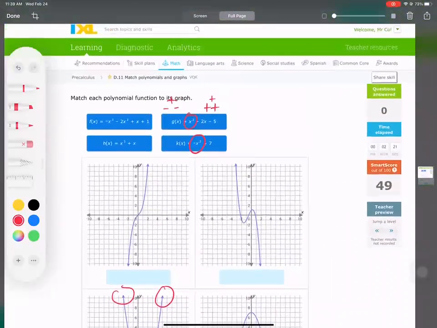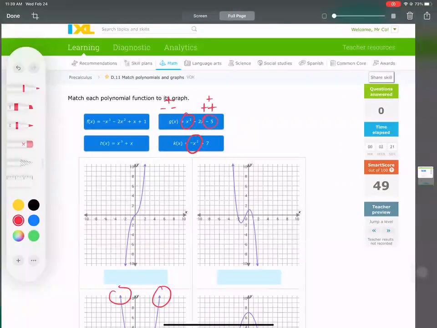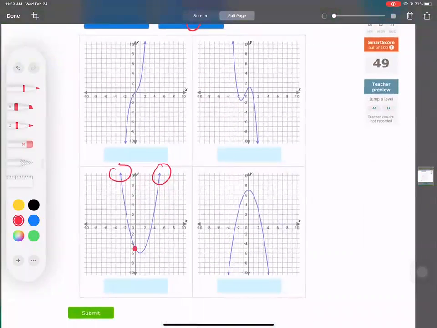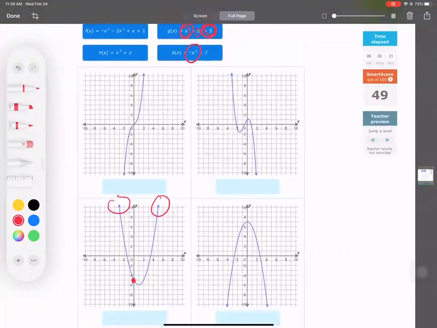Also check one more thing. What's the y-intercept? It's going to be -5. If I plug in 0 and 0, that's going to be -5. Does this graph cross through -5? Yes, it does. We have found x squared minus 2x minus 5. We found one answer.